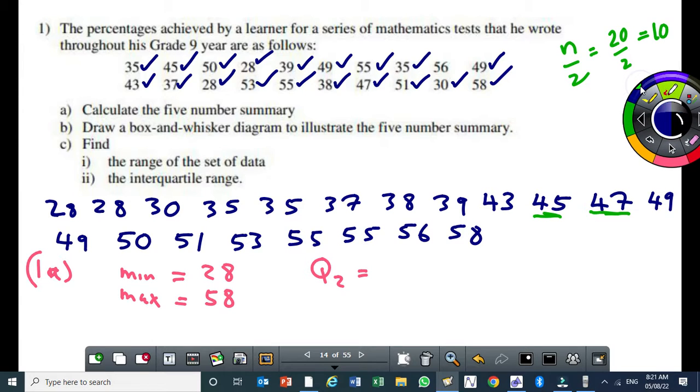All right? The data set is even. Sorry. Please.